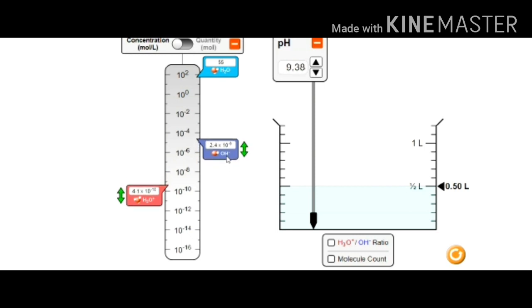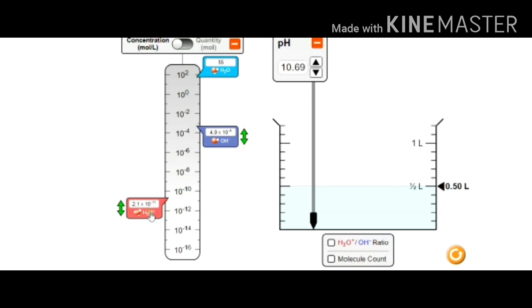As we go on increasing the hydroxide ion concentration, there is an increase in the pH value. That means the solution becomes more alkaline or more basic. At the same time, you can see a considerable decrease in the concentration of hydronium ions. Now let us start increasing the hydronium ion concentration. As we know, as the hydronium ion concentration increases, the acidity of the solution increases.